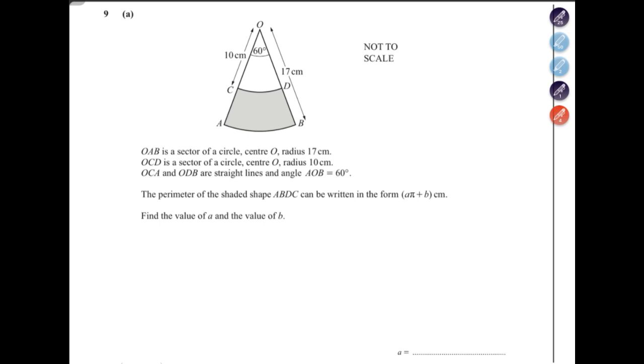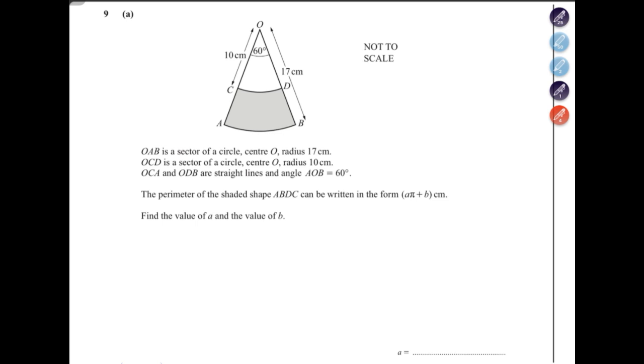Okay, OAB is a sector of a circle, center O, radius 17 centimeter. So we have one sector OAB, and we have another sector OCD, which has a radius of 10 centimeter. OCA and ODB are straight lines, and they have an angle of 60 degrees. The perimeter of the shaded shape ABCD, which is this area, can be written in the form A pi plus B centimeter. Find the value of A and the value of B.